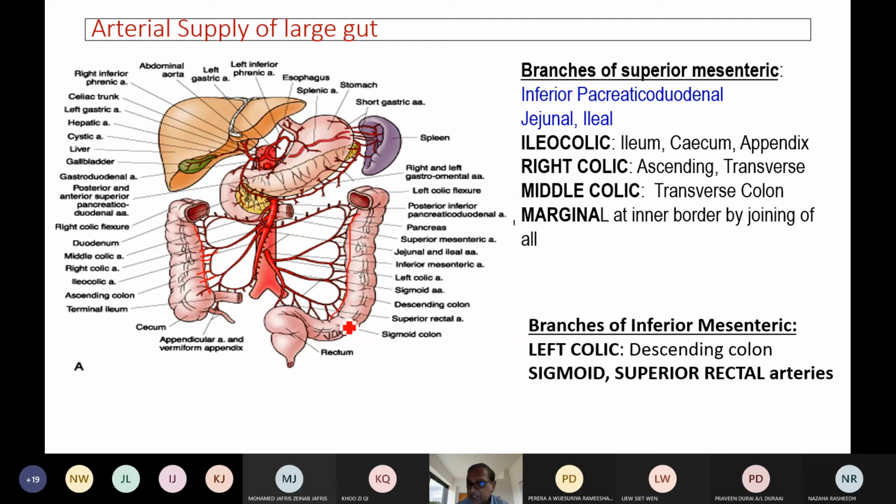This channel is called marginal artery. Suppose I have a blockage of the right colic artery, but I will not feel any problem. Why? Because the blood which is to be supplied here will come from the other artery, like the ileocolic artery, go through the marginal artery, and supply here. Because of marginal artery anastomosis, obstruction of the large intestine by vascular thrombosis is quite negligible, because the marginal artery allows free anastomotic flow between different arterial systems.